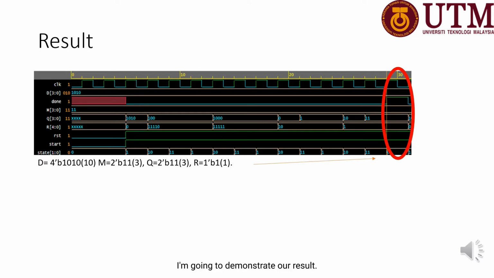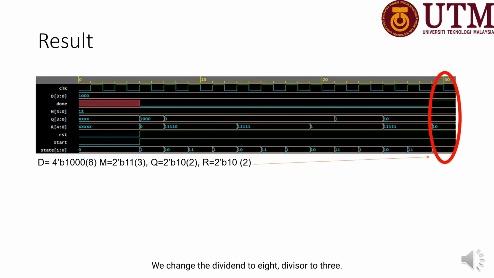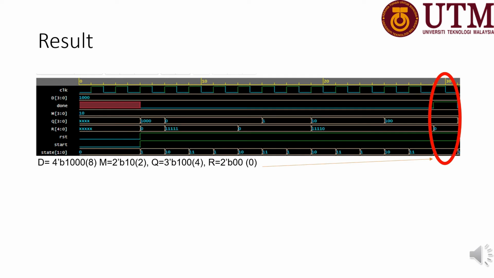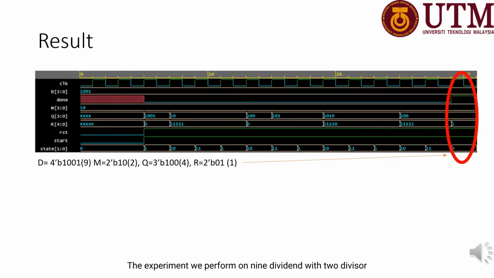I am going to demonstrate our result. From here, we can see that when the dividend is 10 and the divisor is 3, the quotient when done is 1 is 3 and the remainder is 1. We change the dividend to 8 and the divisor to 3. The result for the quotient is 2 while the remainder is 2. When the dividend is 8 and the divisor is 2, the quotient is 4 while the remainder is 0. In the experiment we performed with dividend 9 and divisor 2, the quotient is 4 and the remainder is 1.